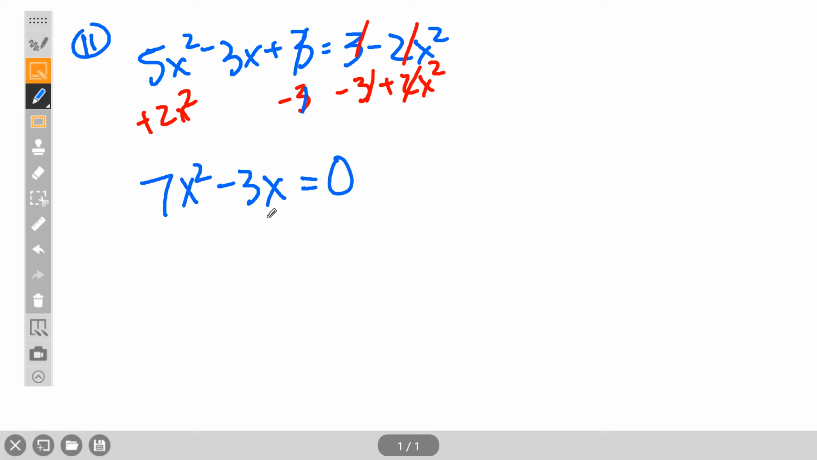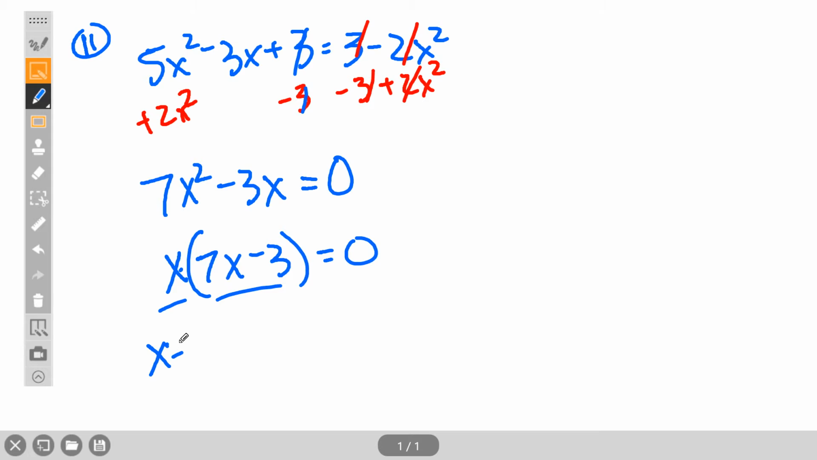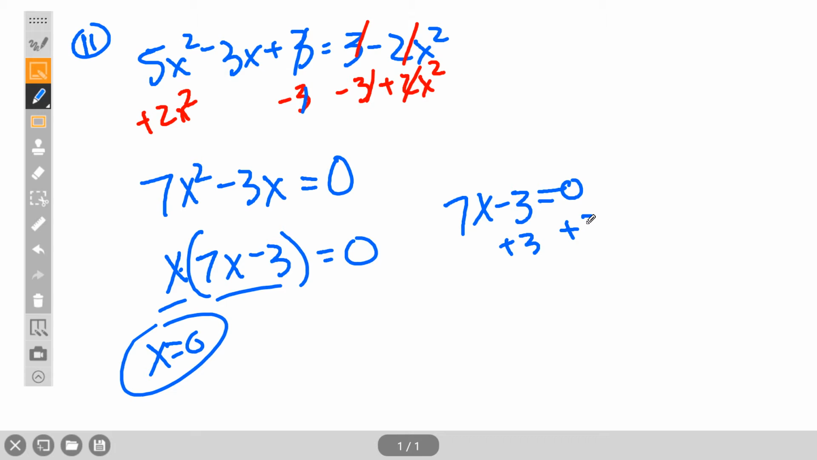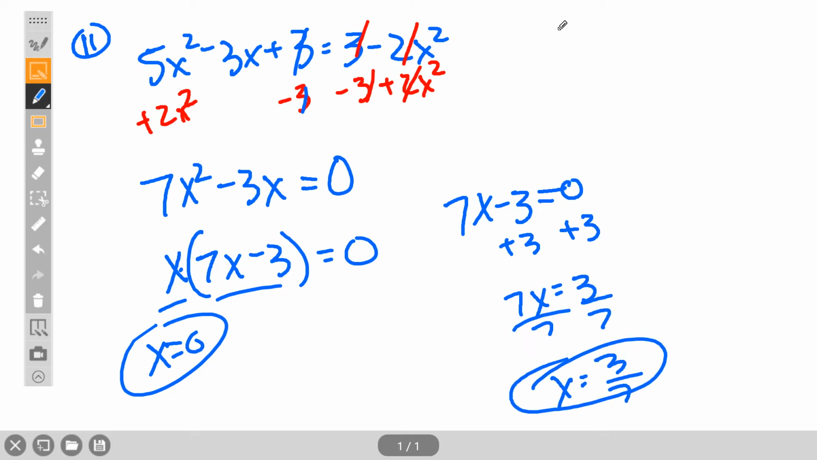Factoring this is pretty easy because I just have to factor out the GCF of x. That leaves me with 7x minus 3. Neither of these can be factored any further, so these will provide my solution. Either x is 0, which would make this whole thing 0, or 7x minus 3 is 0. Solving that for x leaves me with x being equal to 3 over 7. So I've got two solutions, 0 and 3 over 7.